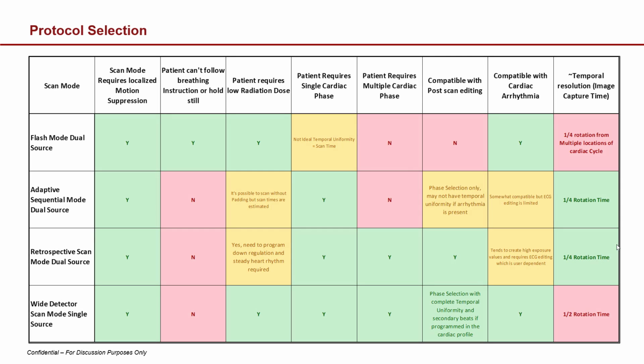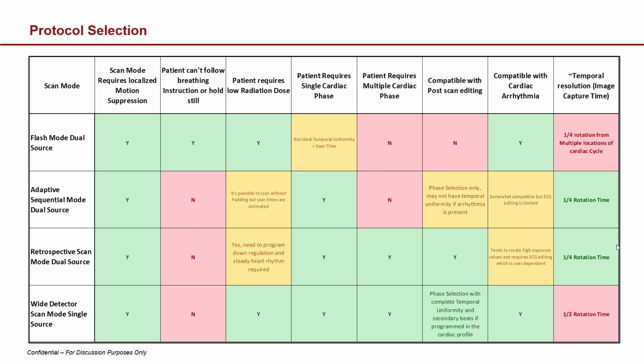Now, it used to be that cardiac gating meant cardiac mode, or essentially getting a still image of the heart. But now there's actually several flavors of cardiac mode. And so the ones that we use in our organization are mainly dual source or wide detector mode. If you require localized motion suppression, any of these systems will do it. You can use the flash mode, you can use the adaptive sequential mode or perspective step and shoot mode, you can use the traditional retrospective mode, or you can use a wide detector scan mode, which just has a massive 16 centimeter detector where if you wanted a whole chest, it's essentially 2 rotations around the patient.